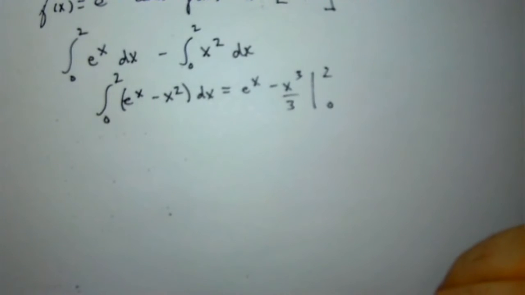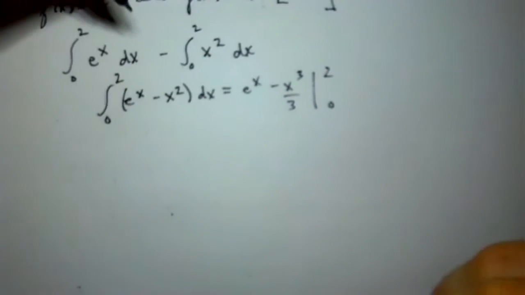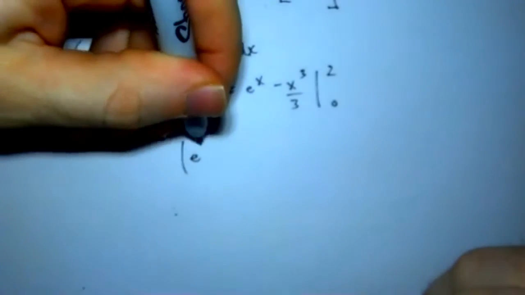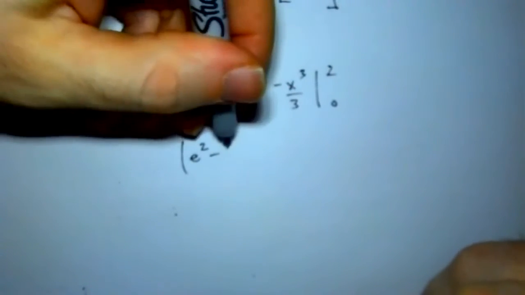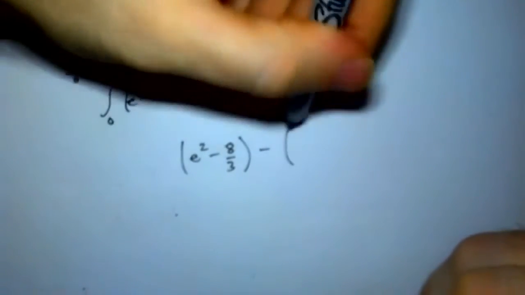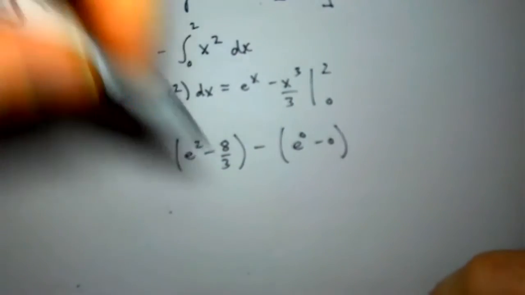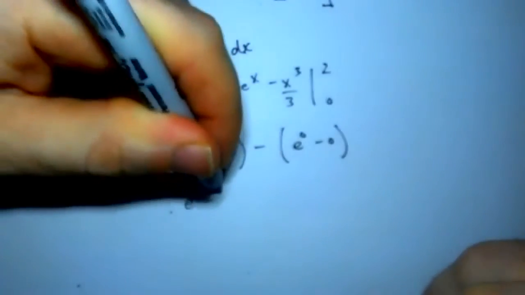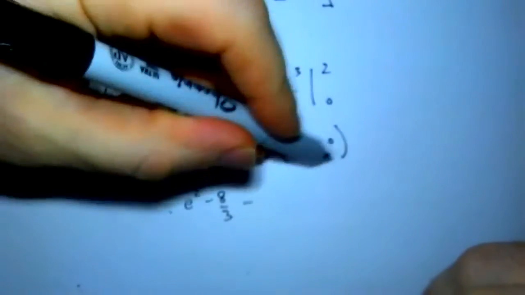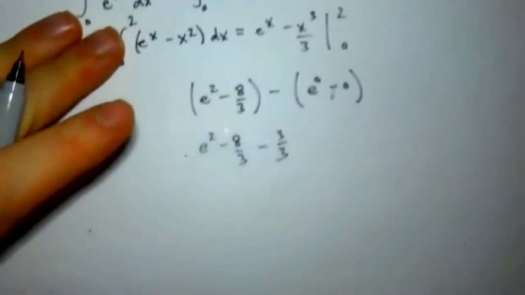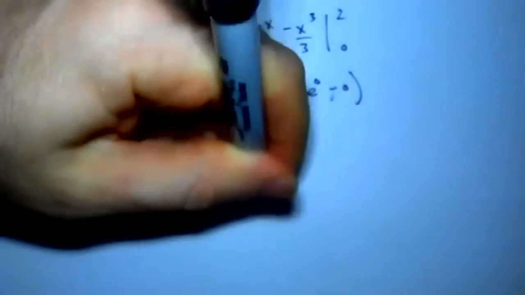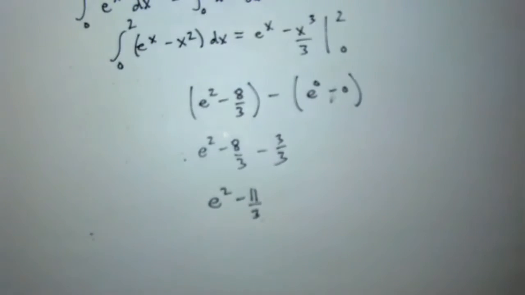Okay. Next, we want to plug our bounds in. So this would be e squared minus, we put a 2 in, that's 8/3, minus e to the 0 minus 0. Okay, so we got to do better than this for an answer. This is e squared minus 8/3 minus, so that's gone, e to the 0 is 1. And I'm going to call that 3/3 because I'm going to need a common denominator. So now I'm getting e squared minus 11/3. Make sense?